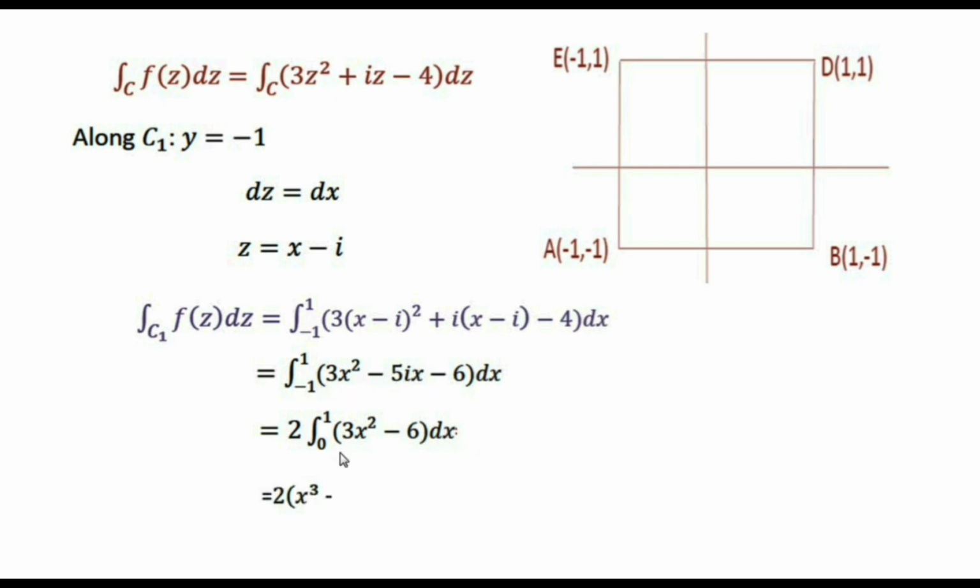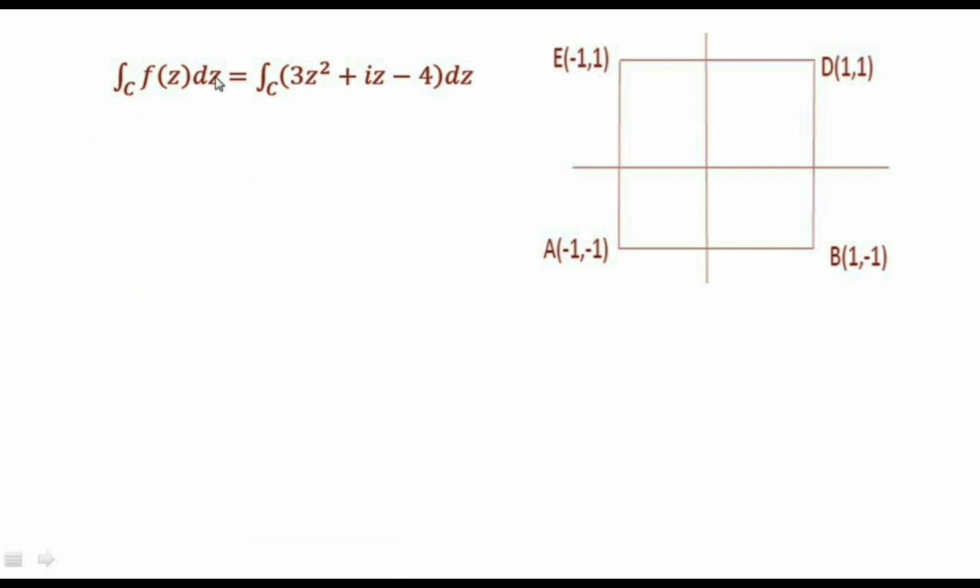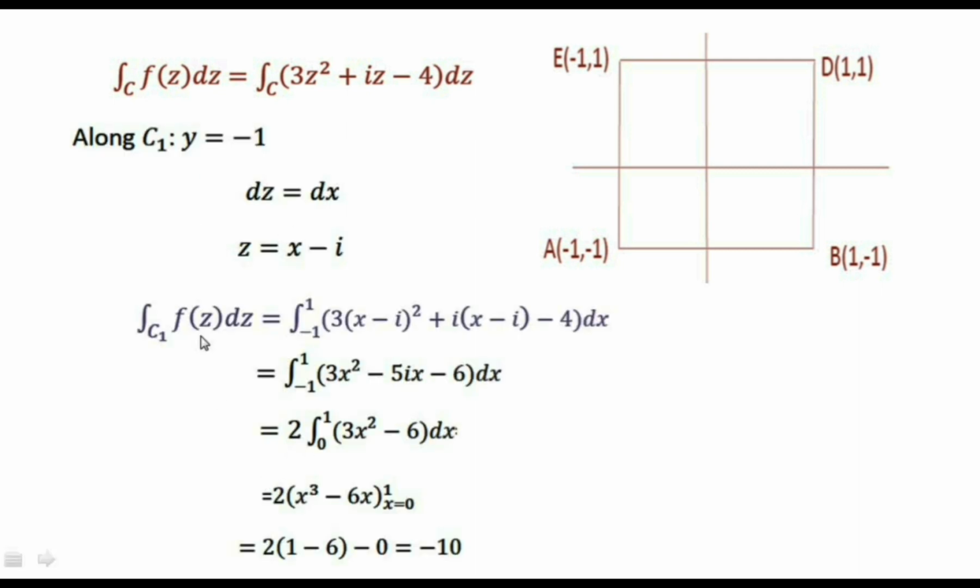The integration of 3x² is x³, and of 6 is 6x. Consider the limits between 0 and 1. On simplification, we have obtained 2 times (1 − 6 − 0), which is −10. That is the integral over C1 of f(z) dz, where C1 is the line AB.